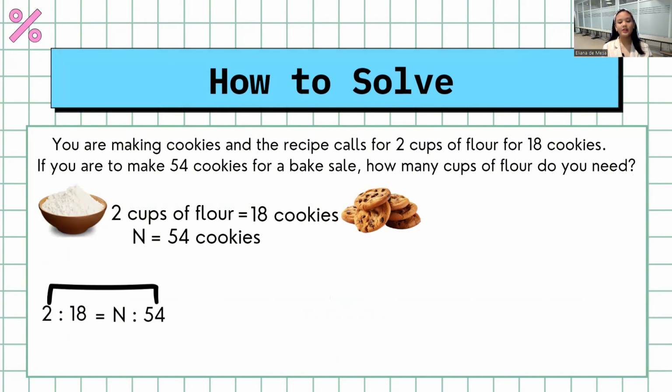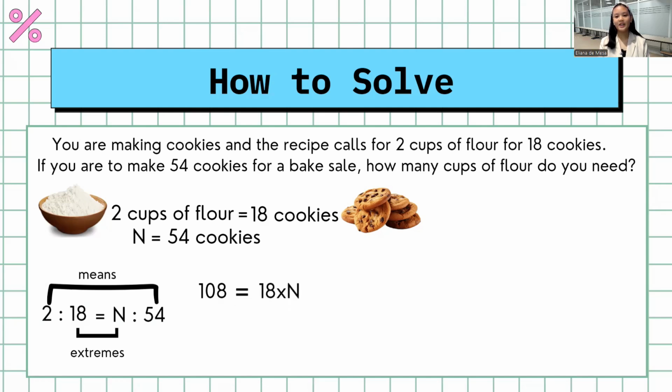The first step is to multiply the means and extremes. Keep in mind that the means are the numbers towards the outside and the extremes are the numbers towards the inside. What is 2 times 54? Your answer is correct. 2 times 54 is 108. And because we are looking for how many cups of flour it is needed to make 54 cookies, we can just put 18 times n.